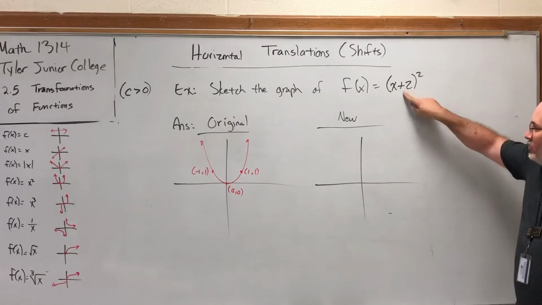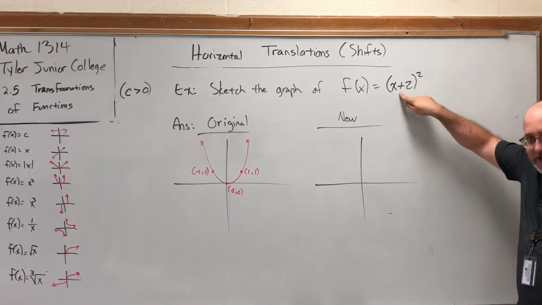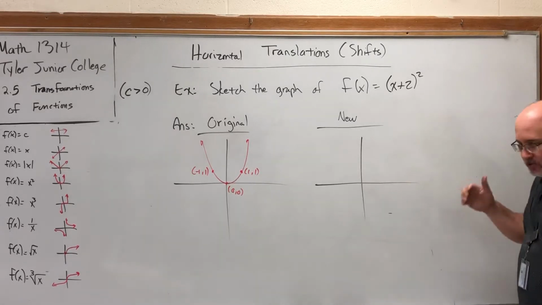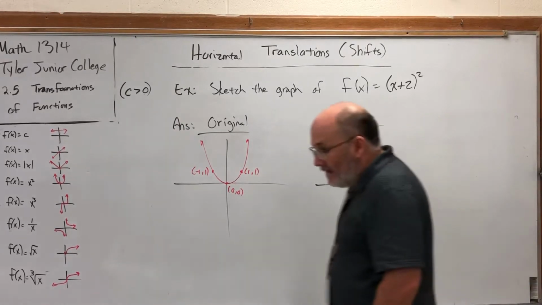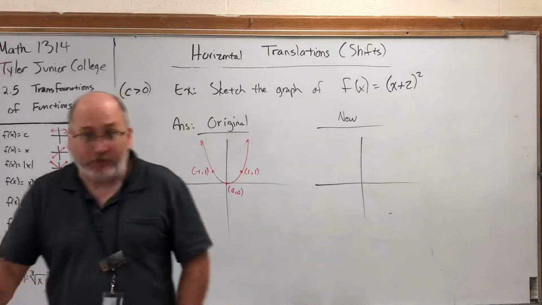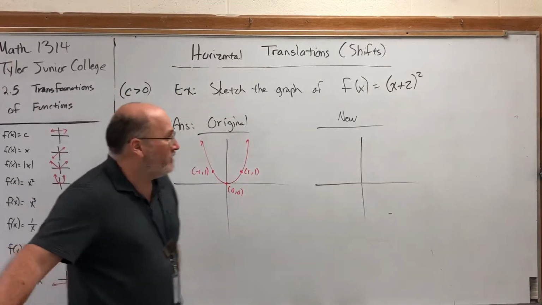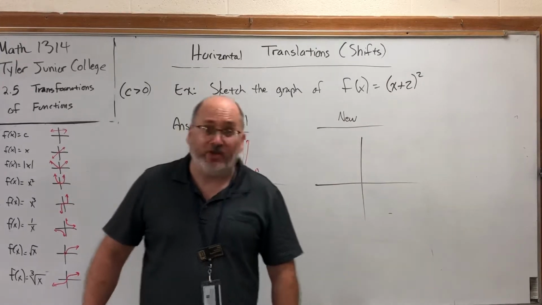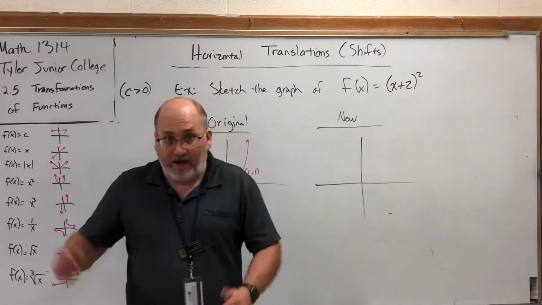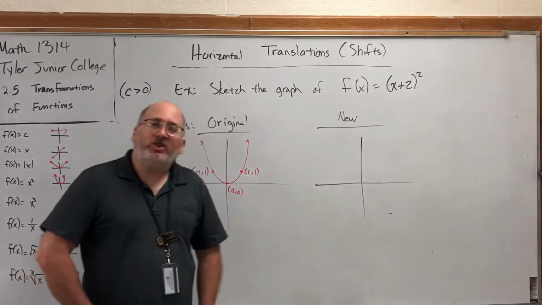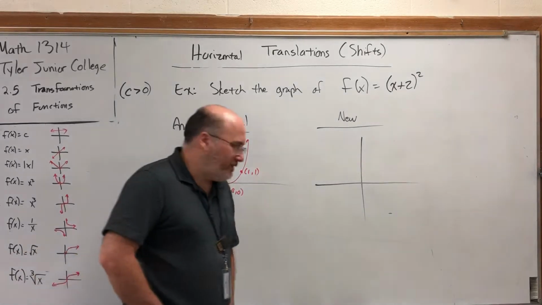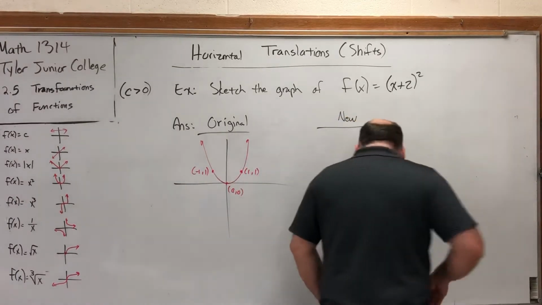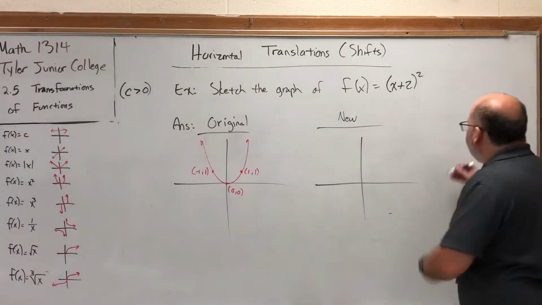But when you add or subtract directly to the x as opposed to the end of the function, that invokes a horizontal translation. All that remains now is to figure out which direction, left or right. Well, if I told you that this plus 2 caused a horizontal move, which direction would you think it would go? To the right or to the left? You would probably say to the right, because 2 is positive, and the positive x-axis is to the right. But watch what happens if we sketch this manually.